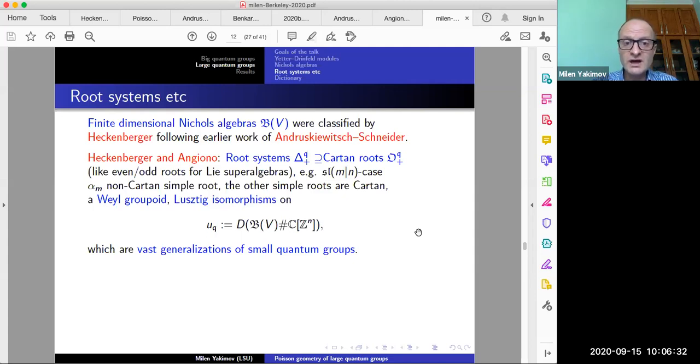And he defined Lusztig isomorphisms between the quantum doubles of these bosonizations of a Nichols algebra of a Yetter-Drinfeld module, the bosonization of the Nichols algebra and the group algebra. So these gadgets that are called U small, Uq here, are vast generalizations of small quantum groups. Furthermore, Angiono defined a set of Cartan roots inside the set of the roots. And the meaning of Cartan roots is that these are the analog of even roots for superalgebras.